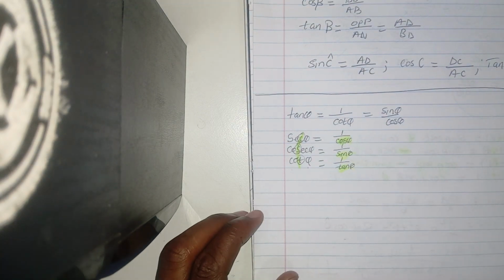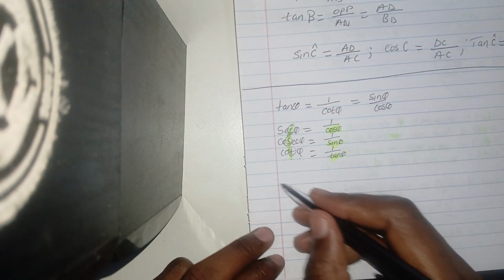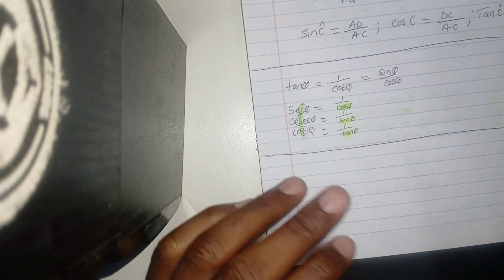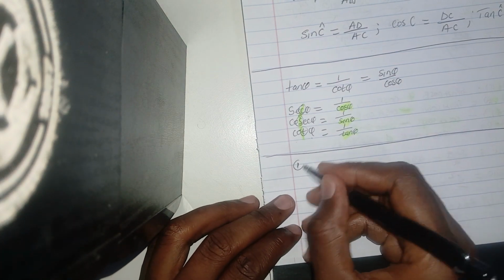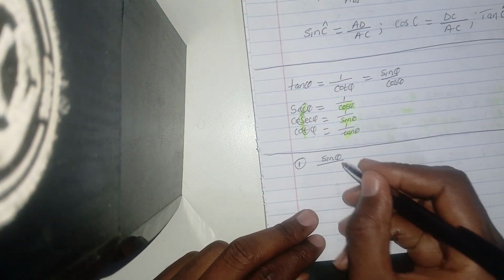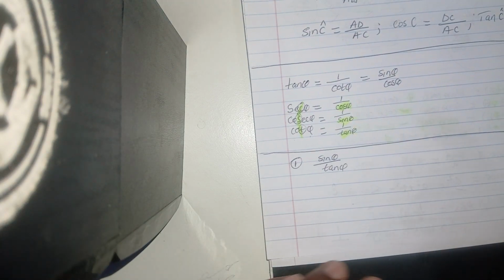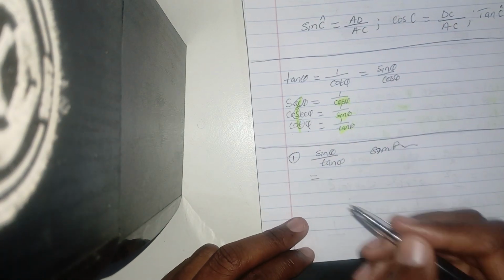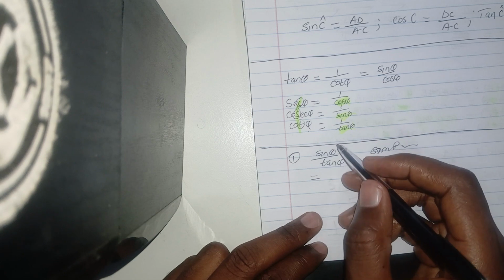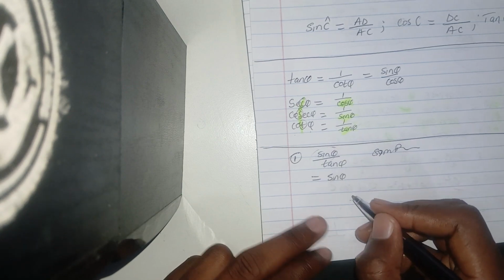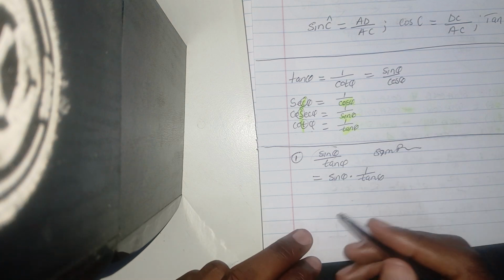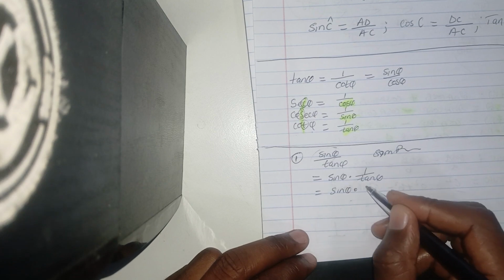So now, having a quick example, we have to start trying to solve some problems. Example number 1: sine theta over tan theta. Solve or simplify, right? First thing first, I'll take this sine theta, put it here, and then I'll have 1 over tan theta. And I remember that 1 over tan theta is equal to cot theta.